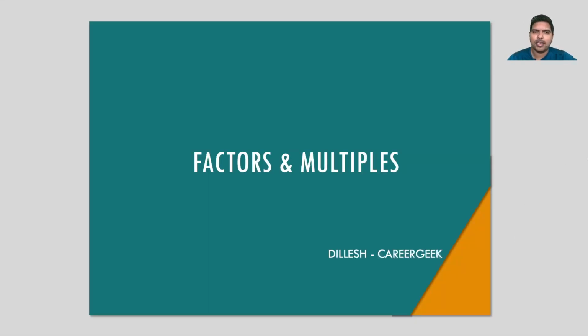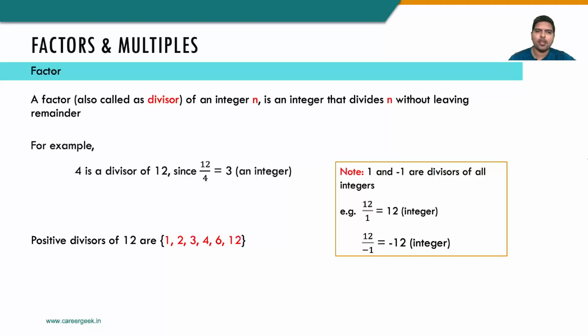Hi everyone. So let's discuss factors and multiples. One of the important and basic concepts that we all should know for the exam. Most of you would have come across factor or divisor. Now what is a factor or divisor? Let's say for an integer n, a factor means you divide that number by a factor, it will be completely divisible, or you will get an integer, right?